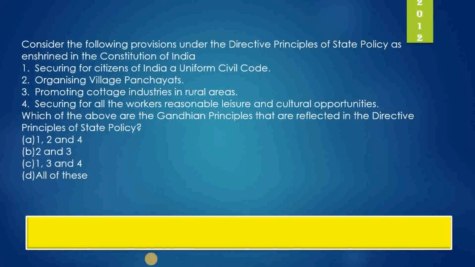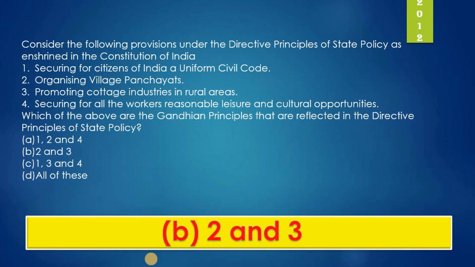Next question. Consider the following provisions under the directive principles of state policy as enshrined in the Constitution of India. Securing for citizens of India a uniform civil code, organizing village panchayats, promoting cottage industry in rural areas, securing for all the workers reasonable leisure and cultural opportunities. Which of the above are the Gandhian principles that are reflected in the DPSPs? Okay, so options are 1, 2 and 4, 2 and 3, 1, 3 and 4, or all of these.